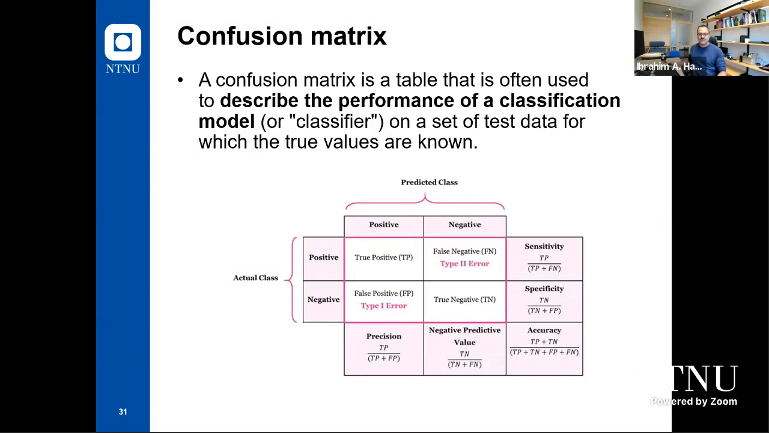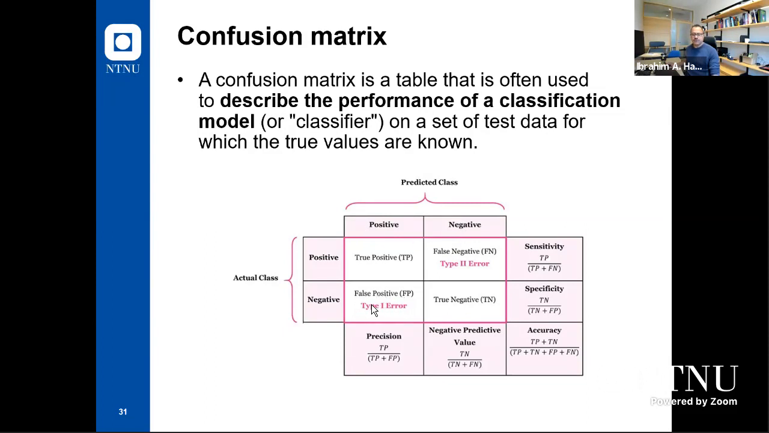We have actual classes and predicted classes, and we need to know how many of the classes are correctly classified and how many are wrongly classified, right? So we have two diagonals. On this diagonal, the true positive and the true negative are the ones we need to maximize. True positive is the number of positive classes which have been classified as positive. True negative is the number of negative classes which have been classified as negative, right?